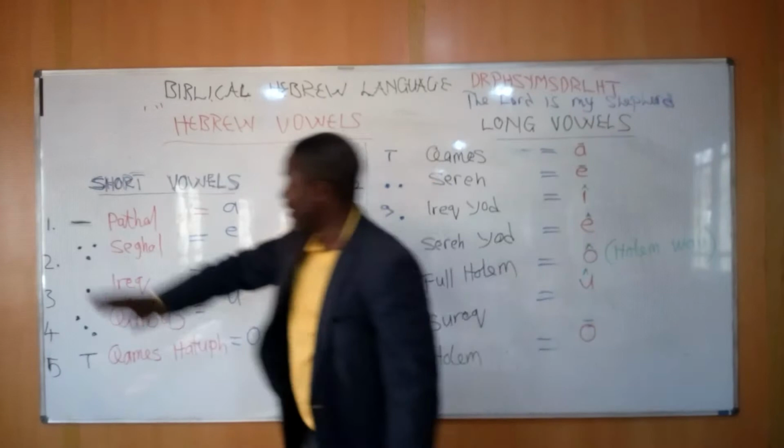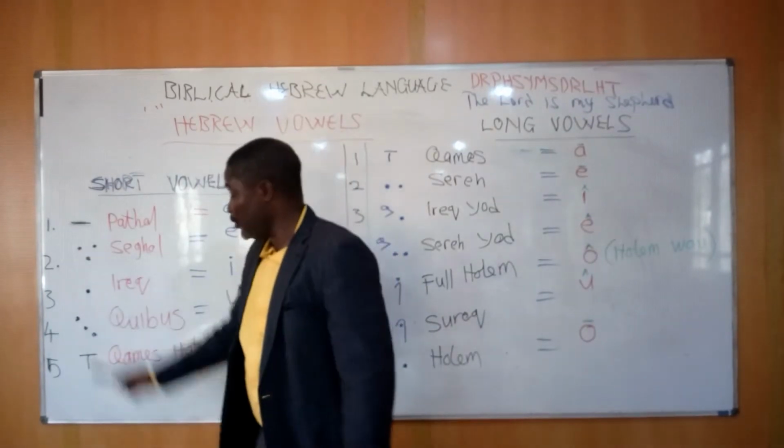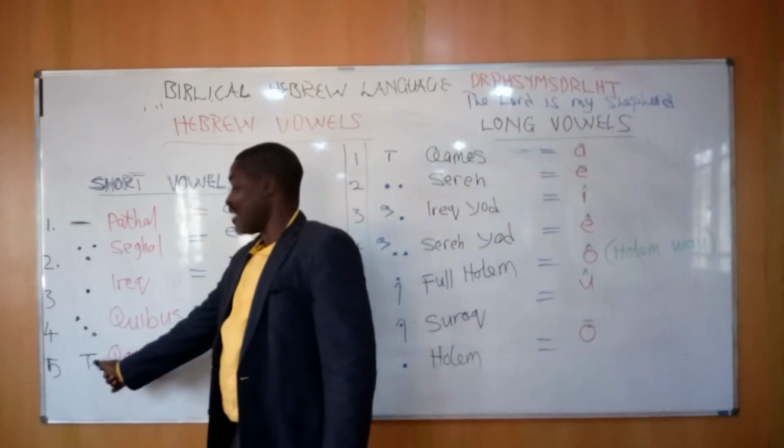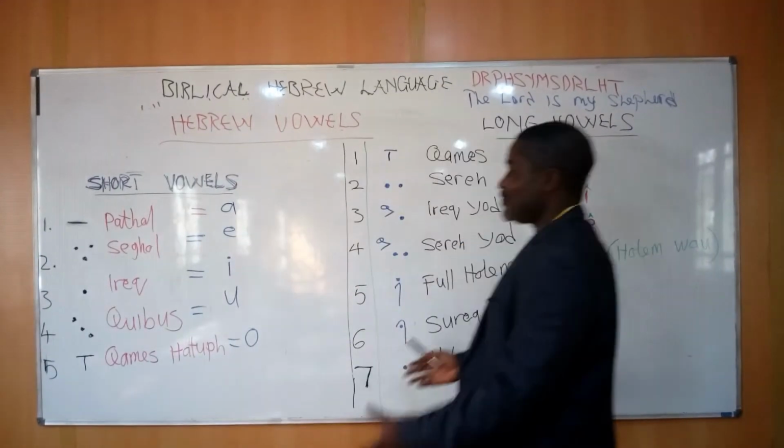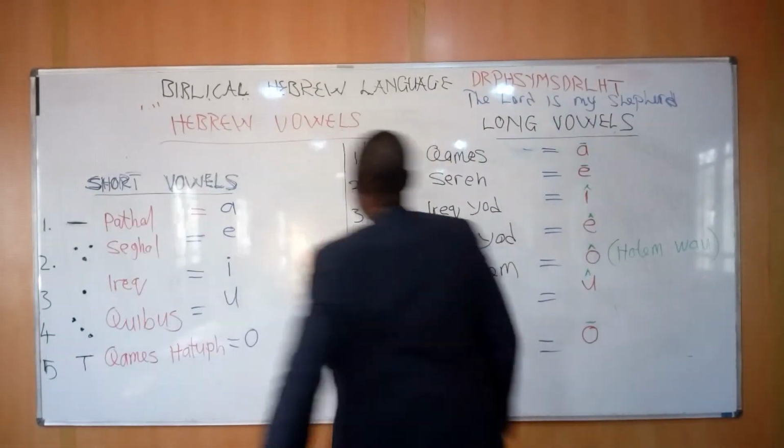Let's say it. Patah. Segol. Hiriq. Qibbuts. And qamets hatuf. Those are the 5 vowels we have under short vowels of Hebrew.